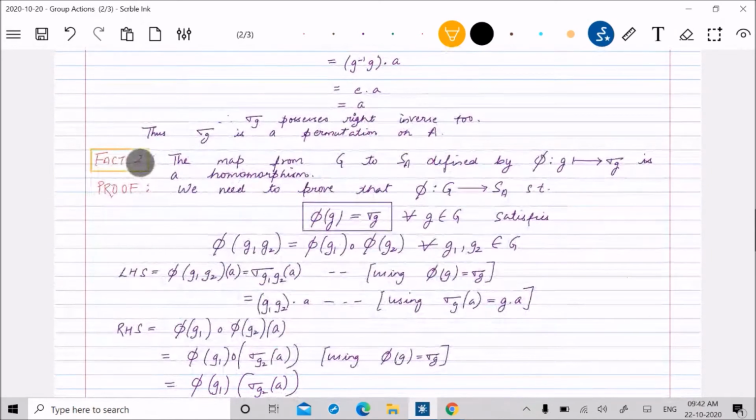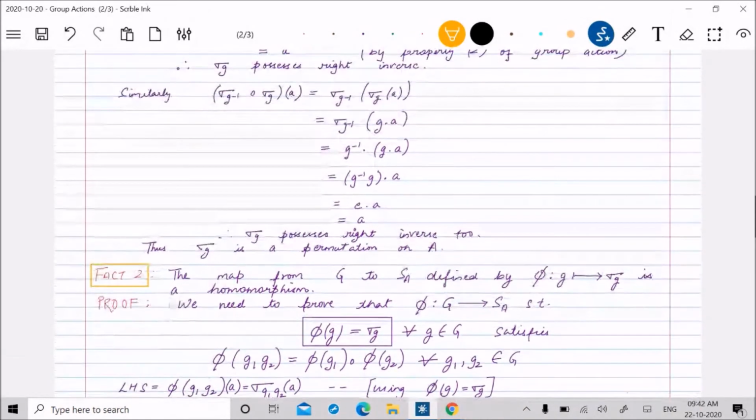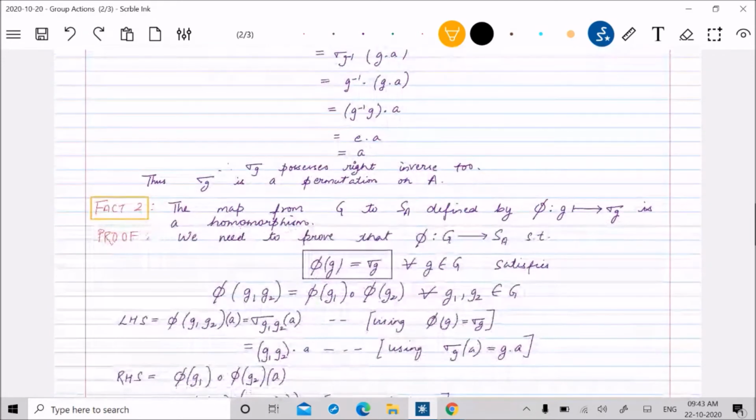Sir, onto. Oh, why are you saying onto? Priyanka, S_A is having 6 elements actually. You just told me because A was having 3 elements. Into, yeah. The image of G is having only 4 elements. You just told me that S_A is having 3 factorial equal to 6 elements. So what about those 2 elements? They were not mapped to any element of G. Are you getting my point?